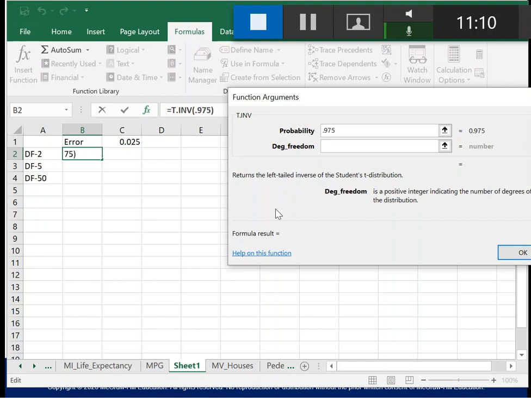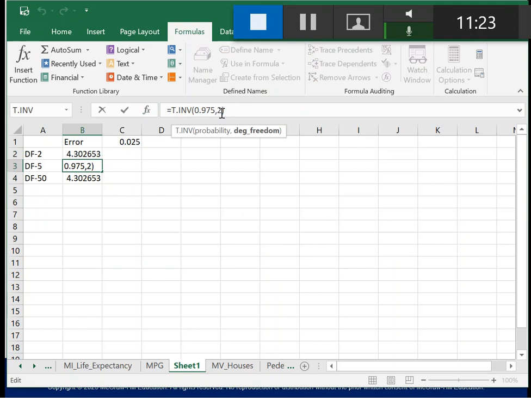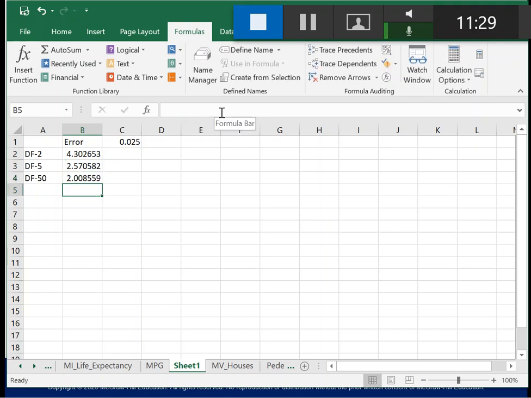And then if I want 2 degrees of freedom, I'll plug in 2 there. And that gives me a table value of 4.3. Now I can just drag this formula down and I can go ahead and change my degrees of freedom to 5 and my degrees of freedom to 50. And this is how we get those table values.